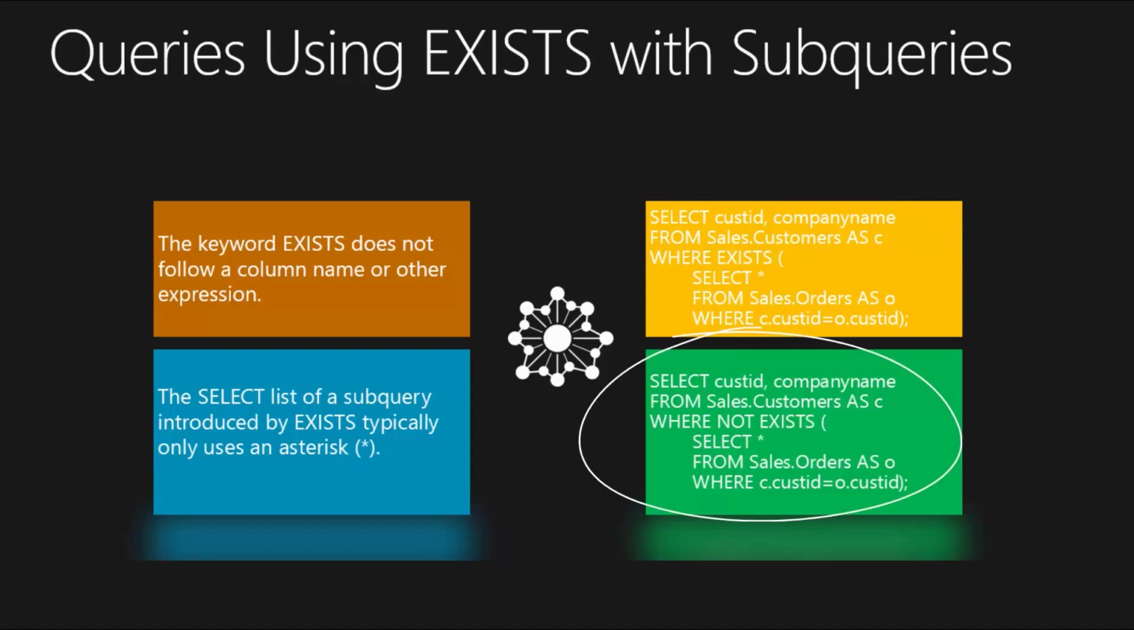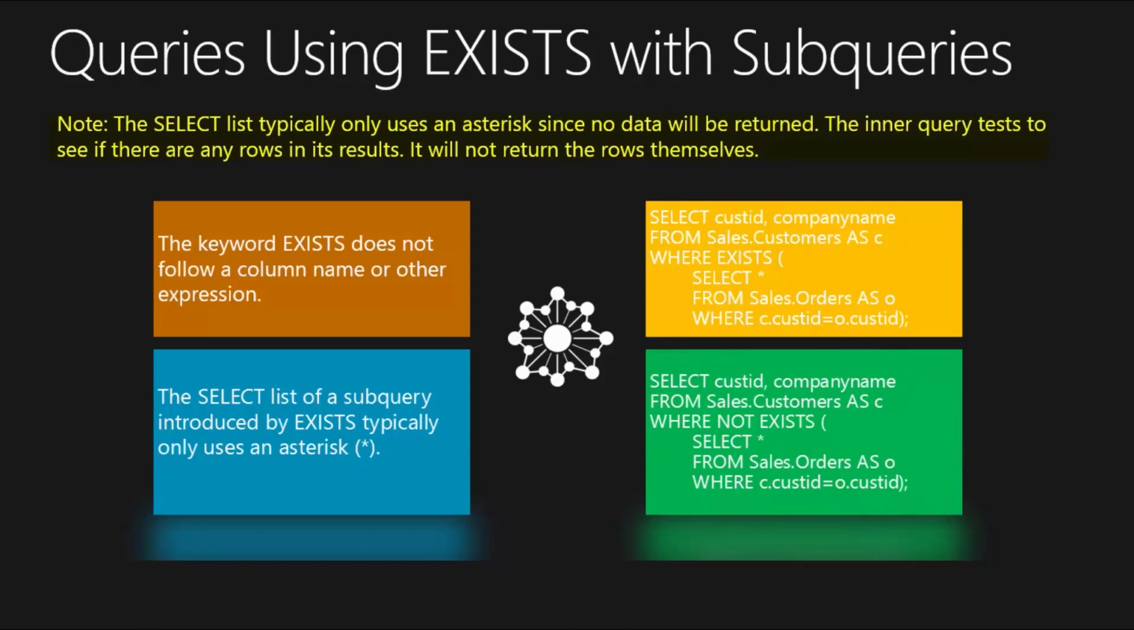In this example, all the customers that have never placed an order and do not have any rows in the sales orders table will be displayed in the result set. The select list in the inner query typically only uses an asterisk since no data will be returned. The inner query just needs to test if there are any rows in its results. It doesn't have to return the rows themselves. And since no rows are returned in the inner query, there is no need to specify the column names.